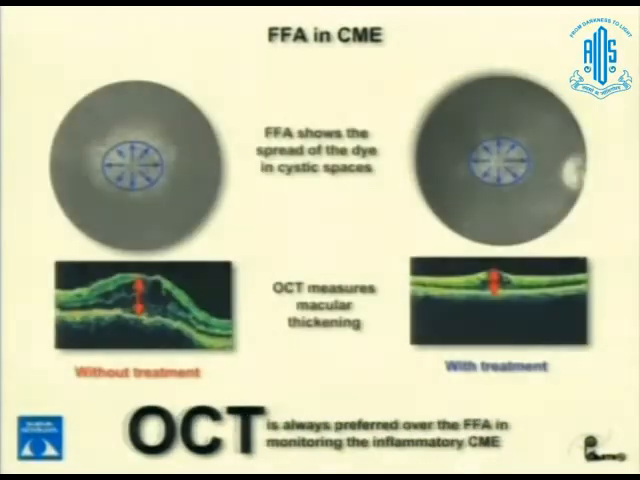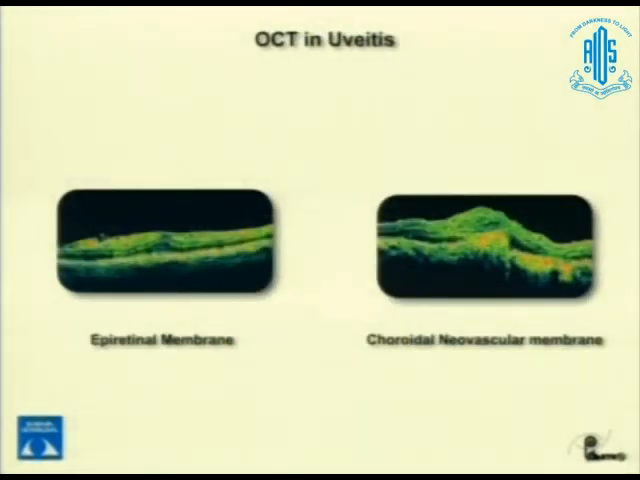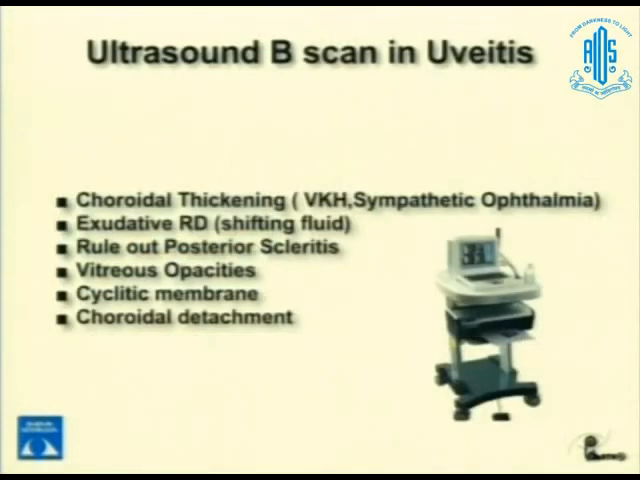While evaluating a case of cystoid macular edema, OCT is always preferred. I'll tell you the reason. See, this is a case without treatment and this is after treatment. See the extent of this dye accumulation. The spread of the dye is almost the same, but see the OCT. So the OCT helps us to measure the macular thickness properly. So it's very helpful. OCT is also helpful in epiretinal membrane and choroidal neovascular membrane.